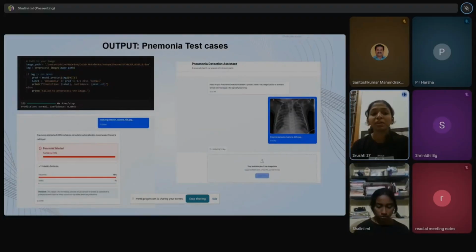And this is the output of the pneumonia test cases. Here the confidence level is 99%. It means the patient has a positive case of pneumonia, because the accuracy is 99%. So the patient has a positive case of pneumonia. And the next slide.